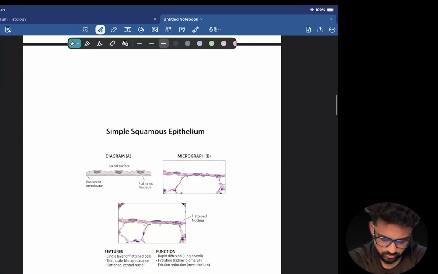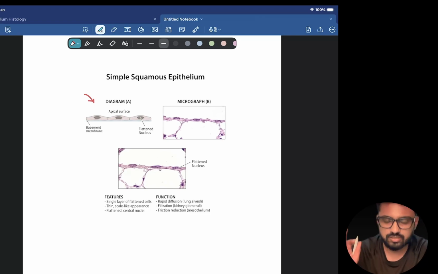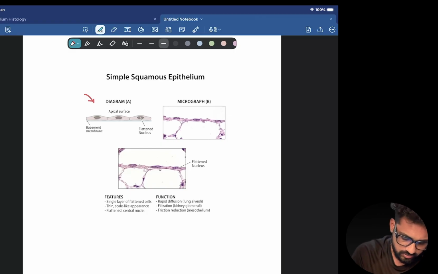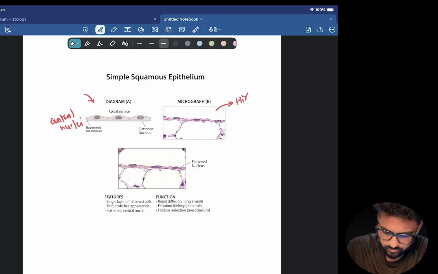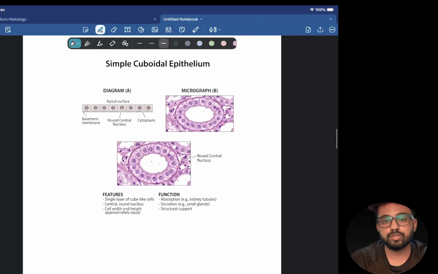First is simple squamous epithelium. As you can see here, the diagrammatic representation. It is a single layer of flattened cells, thin scale-like appearance, with central nuclei. Here is the histology image. As you can see, it is very flat cells. The main function is rapid diffusion in lung alveoli, filtration in kidney glomeruli, and friction reduction in mesothelium.